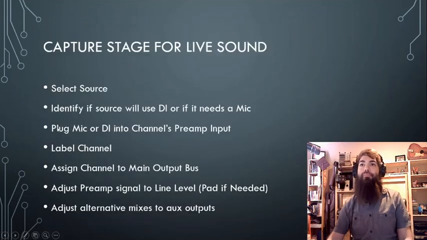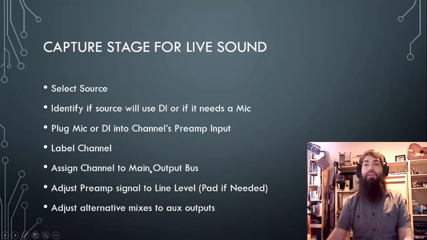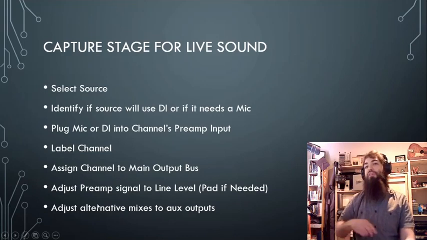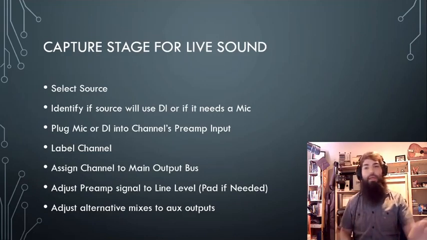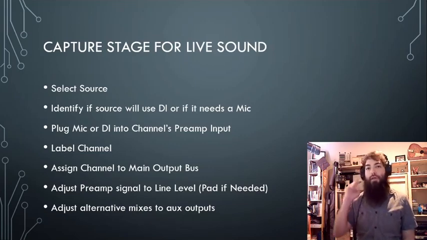Cool. So now that we've got that channel making its way to the main output bus, that's where we would adjust the preamp signal to line level. Like we talked about, we just use that gain, get it to where our signal is looking good, padding if necessary, and then ultimately adjust any alternate mixes to the aux outputs. So if we knew that we need to get that signal somewhere else, like a monitor on stage or maybe an in-ear, we could do that through our auxes. Right now, I'm using my headphones as my monitor, and I'm using that out of aux 3.